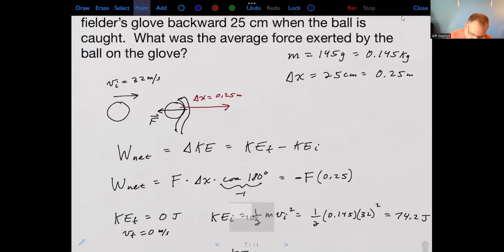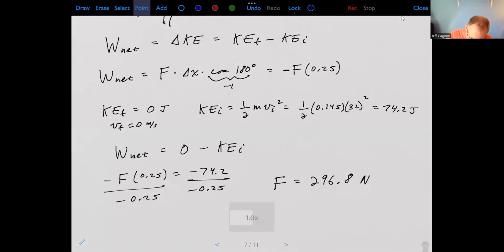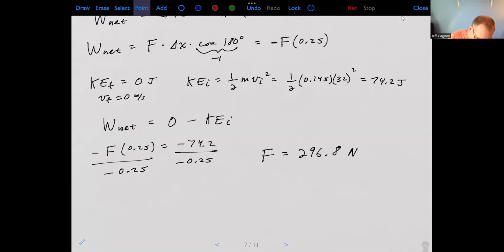So they're asking for what was the average force exerted by the ball on the glove. We found the average force exerted by the glove on the ball, but it's the same magnitude, right? So that answer is going to be the same. Right, so the force exerted by the ball on the glove is also 296.8 newtons.